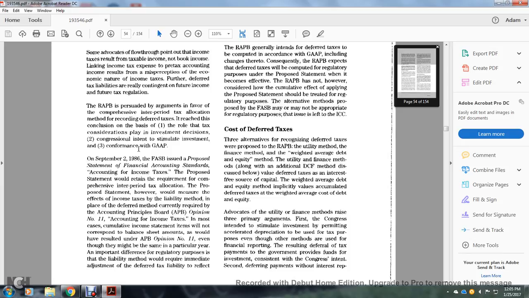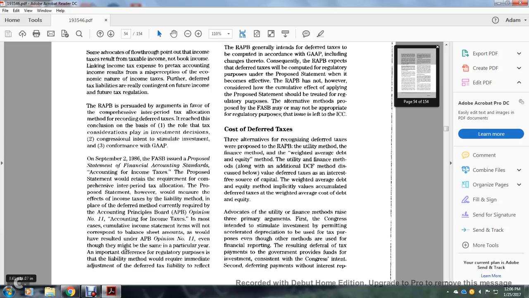On September 2nd, 1986, the Financial Accounting Standards Board issued a proposed statement of financial accounting standards, accounting for income taxes. The proposed statement retains the requirement of comprehensive interperiod tax allocation. The proposed statement would measure the effect of the income tax using the liability method in place of the deferred method currently required by the Accounting Principles Board Opinion number 11, accounting for income taxes, and the cumulative income tax statement then will not correspond with the balance sheet account amounts that have been resolved by the Accounting Principles Board.